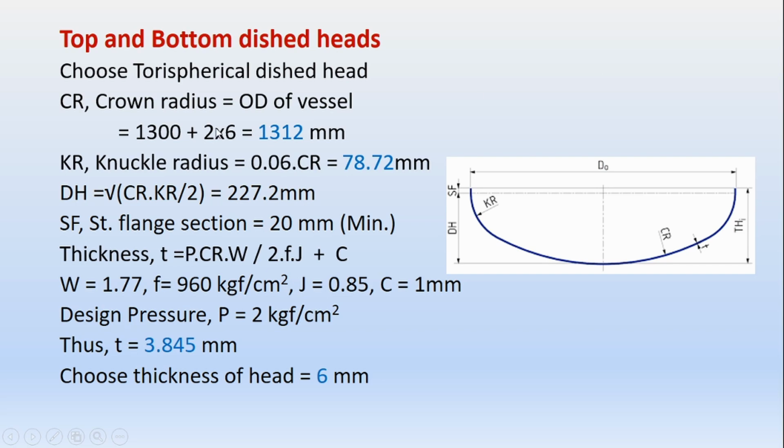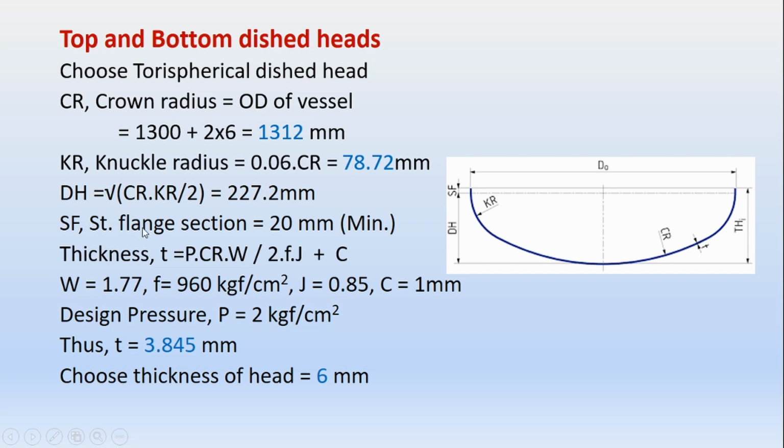The outer diameter is: the internal diameter was 1300 mm plus 2 into 6 mm. 6 mm is the thickness of the shell, so for two sides it is 2 into 6. So the total crown radius is 1312. Knuckle radius is 6% of the crown radius, so 0.06 into crown radius, which works out to 78.72 mm. Then the DH value is the square root of crown radius multiplied by knuckle radius divided by 2, which is 227.2 mm.